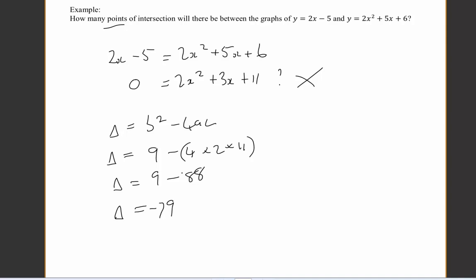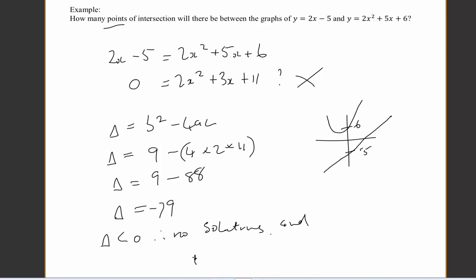Negative 79. So the discriminant is less than 0, therefore no solutions. What I'm anticipating here is a parabola. I don't really know what it looks like, but something like that maybe. The linear goes through -5 with a positive gradient, runs along there, and obviously never intersects it. So it does not have any solutions, and thus no intersection.